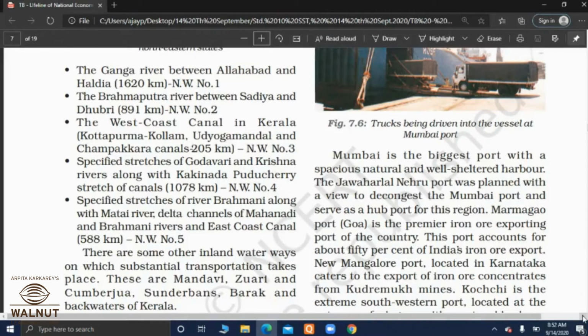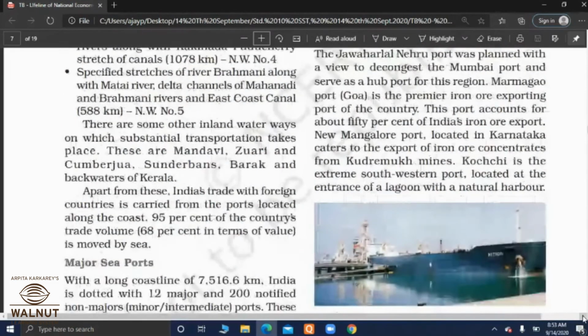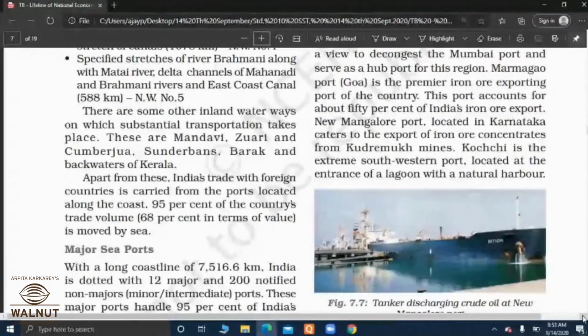So now there are some other inland waterways on which substantial transportation takes place. These are Mandvi, Jauri and Kumberja, Sundarbans, Barak and backwaters of Kerala. Now, apart from these, India's trade with foreign countries is carried from the ports located along the coast. So, 95% of the country's trade volume, that is 68% in terms of value, is moved by sea.